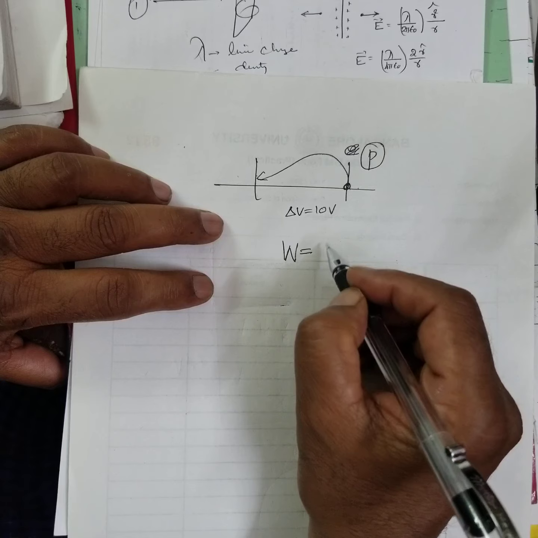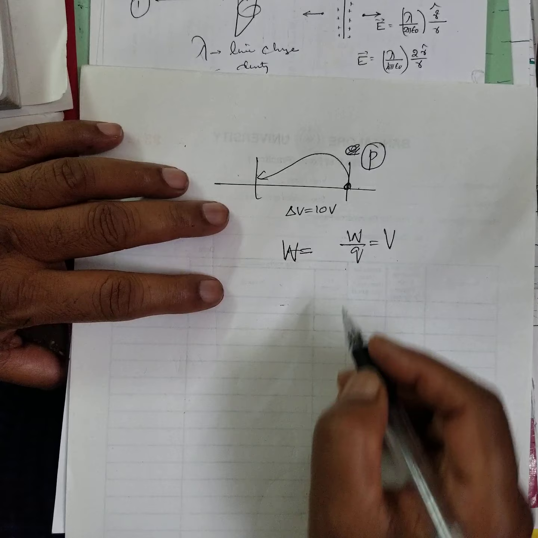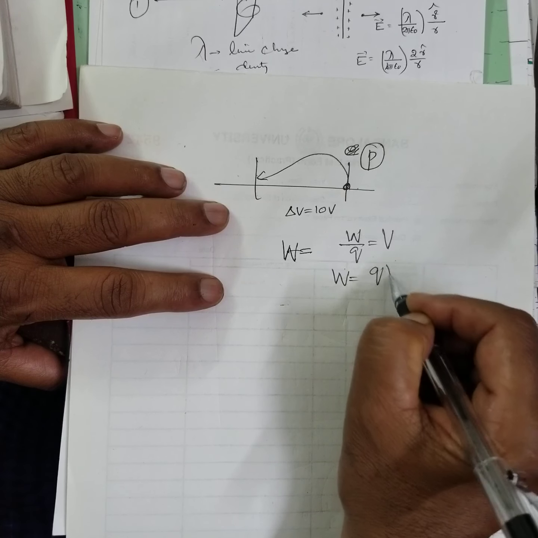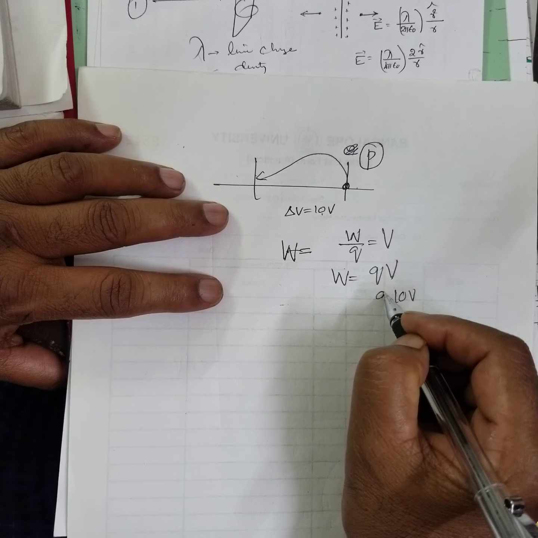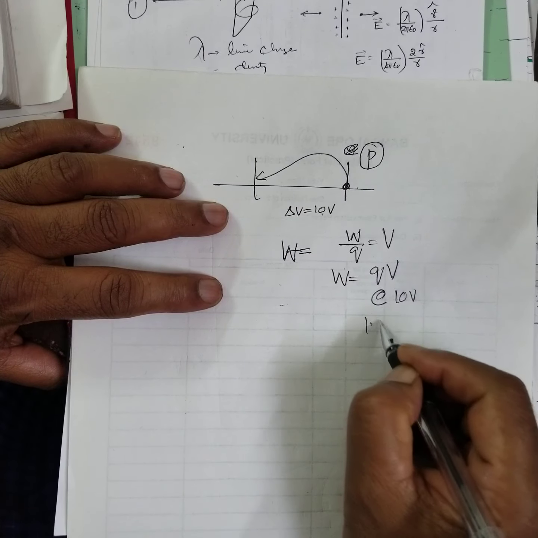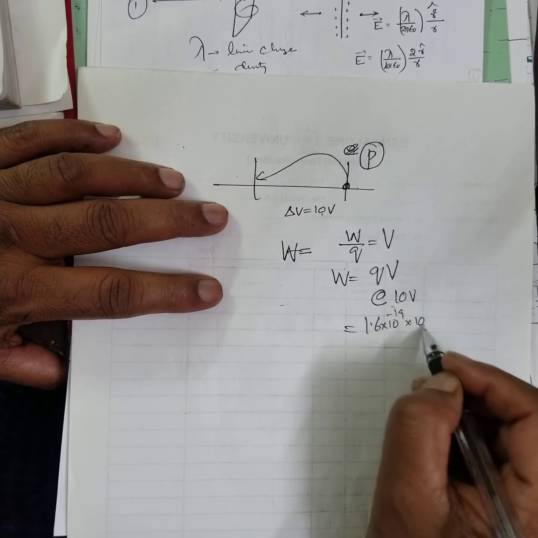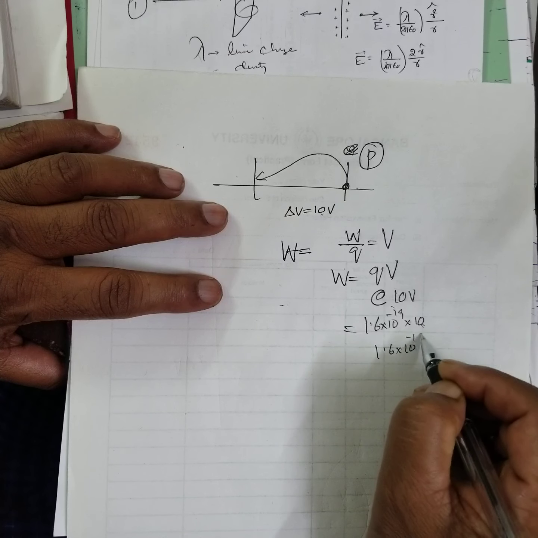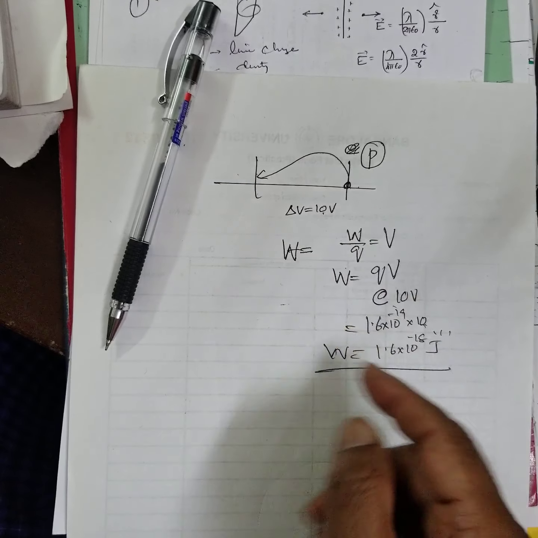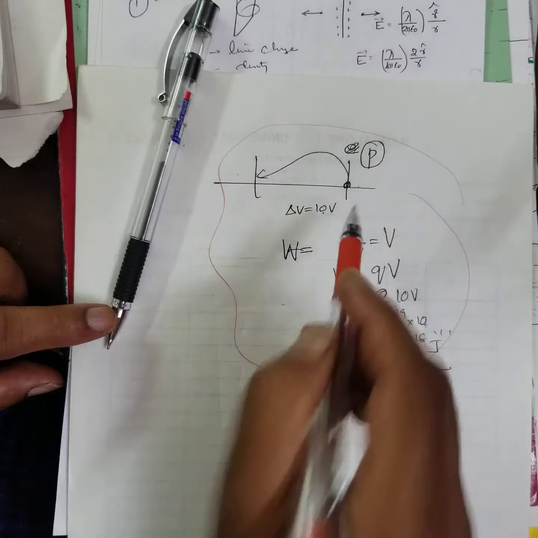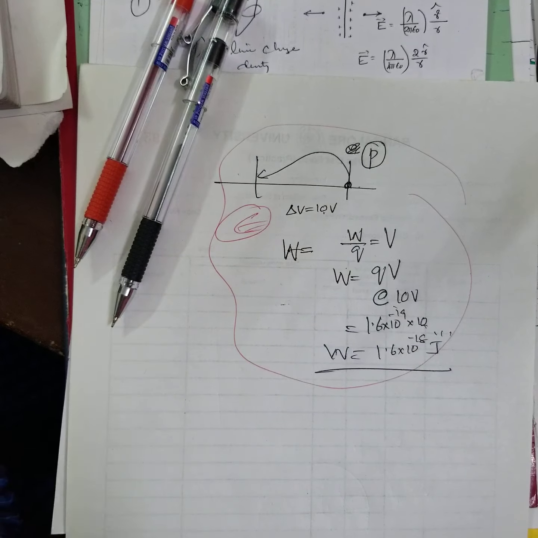See, work done per unit charge is called potential difference. Then work done is equal to charge into potential difference. Potential difference is 10 volt. Charge of proton is e only. This is 1.6 into 10 to the power of minus 19 into 10. Therefore, 1.6 into 10 to the power of minus 18 joule, because work done is in joule. This type of 2 mark or 1 mark questions will also be asked. You have to understand the concept very well. This is applicable for CET also. Right? We'll meet in the next class.